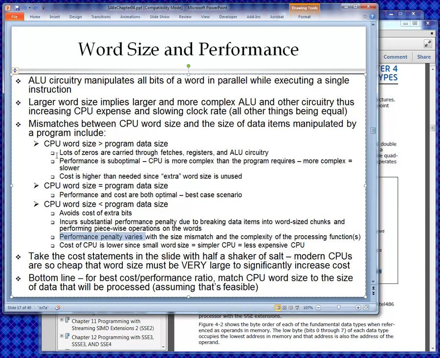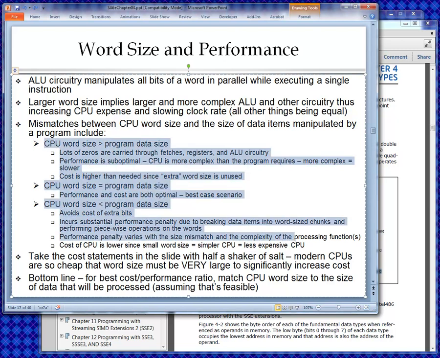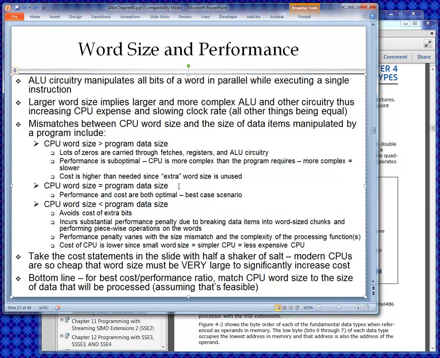So, why do we care about CPU word size? Well, we care about CPU word size because in general we want to be here. We want a CPU that has a word size as big as the data we normally manipulate, so that we are basically balancing performance and cost. We don't want to be here because we're paying for more than we need, and we don't want to be here because we're buying less than we need and paying a huge performance penalty in the process.